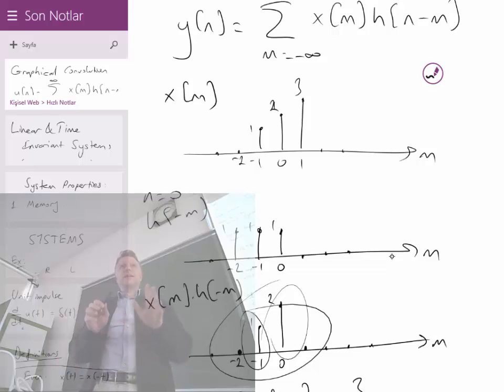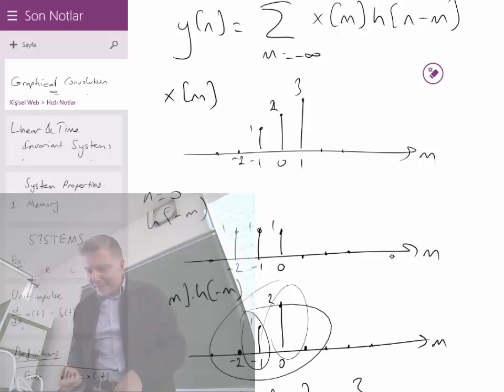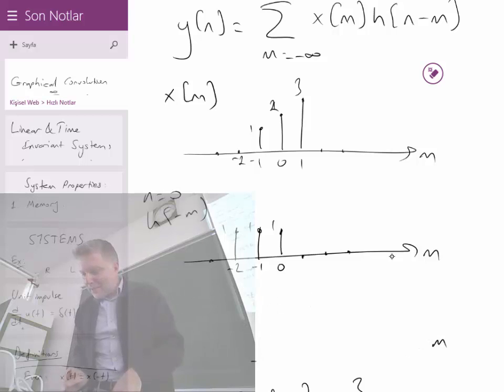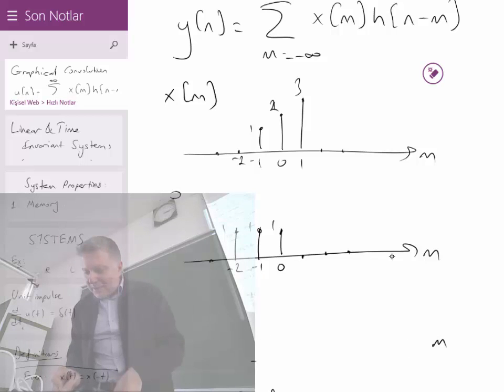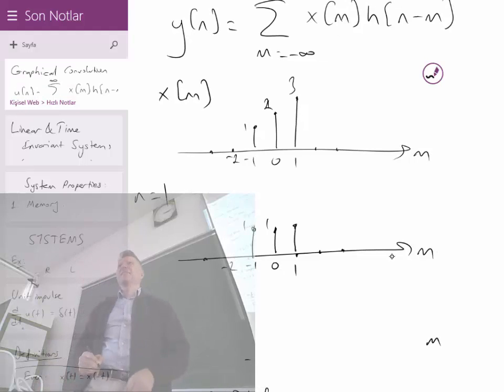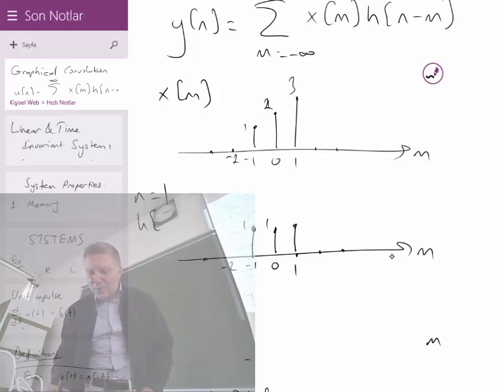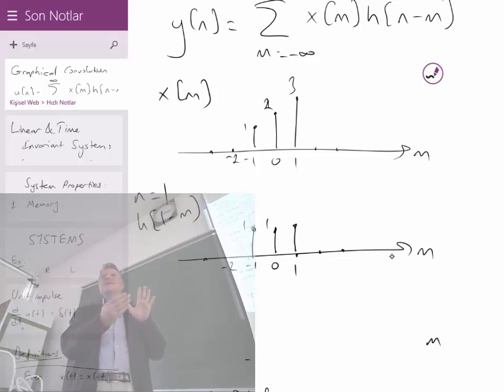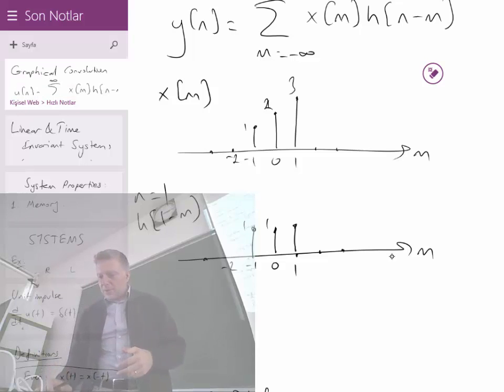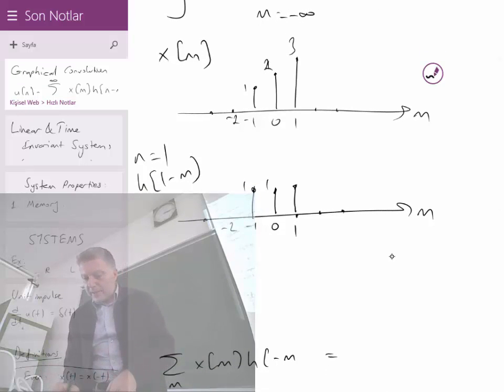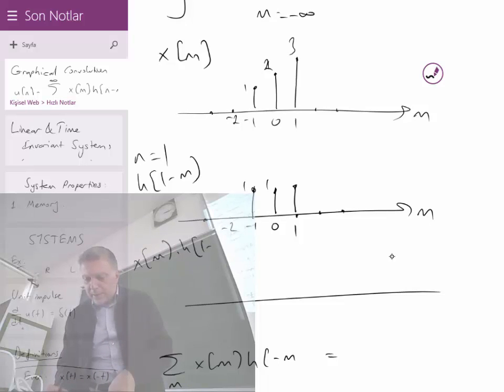Okay, I'm gonna enjoy what I'm doing, but I don't know how you will take notes of these things. Because I'm gonna erase everything here. And I'm gonna erase this. I will say n is equal to 1. And I'm gonna erase this. And I will put a 1 here. So that would make h of 1 minus m now. What I did is quite simply shifting the previous shape towards right by 1. And then we need to do the same thing. We have to multiply them. Let's multiply. The multiplication is x of m times h of 1 minus m.